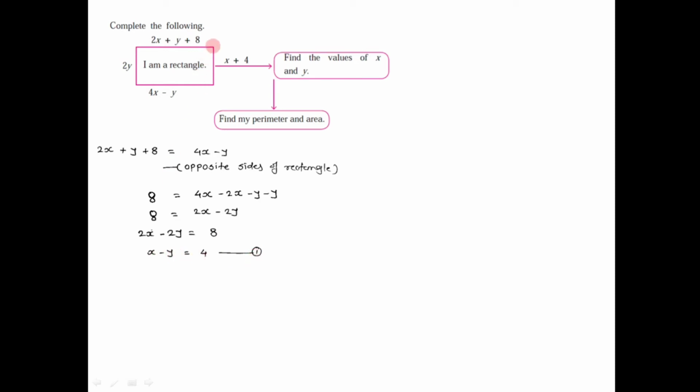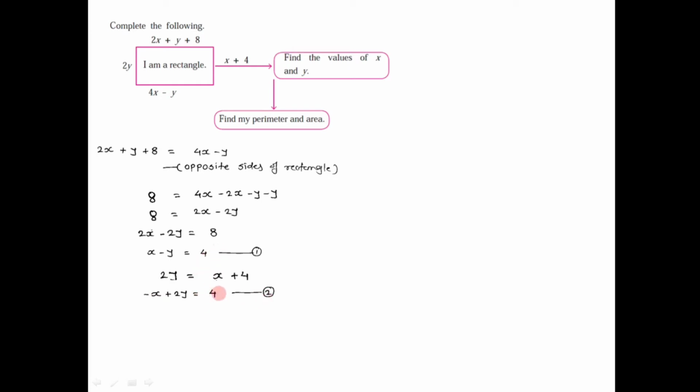In the same way, we can solve this for the breadth of a rectangle. The breadths of the rectangle are represented by 2y and x plus 4. So they must also be congruent, that is 2y is equal to x plus 4. If we take x to the left hand side, it becomes minus x plus 2y, equal to 4. So this is equation number 2.